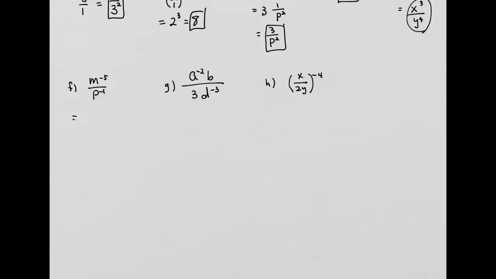The next one, I can get rid of the negative exponent by flipping. So the m on the numerator will become the denominator, and the p on the denominator becomes the numerator when you're taking the negative sign. And since we don't need to write the 1 as an exponent, it will be just p over m to the fifth exponent.